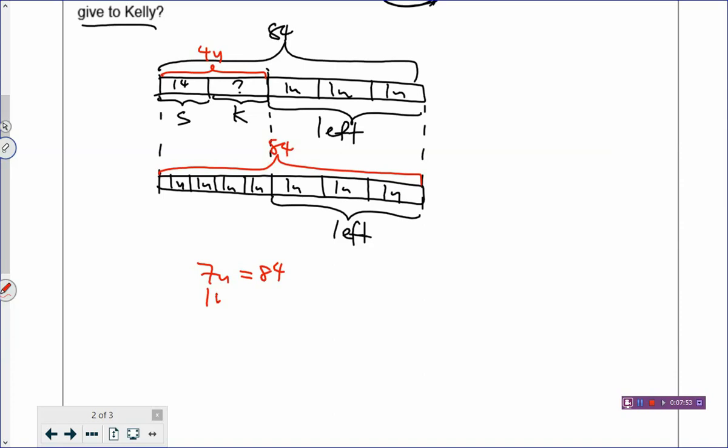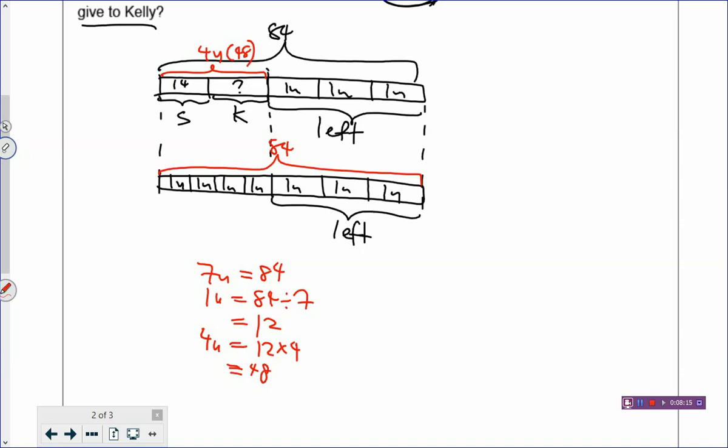So your 1 unit will be 84 divided by 7. Your 1 unit is 12. And how many grapes are given to Sam and Kelly? 4 units. Right, 4 units will be 12 times 4, 48. So 48 grapes were given to Sam and Kelly.